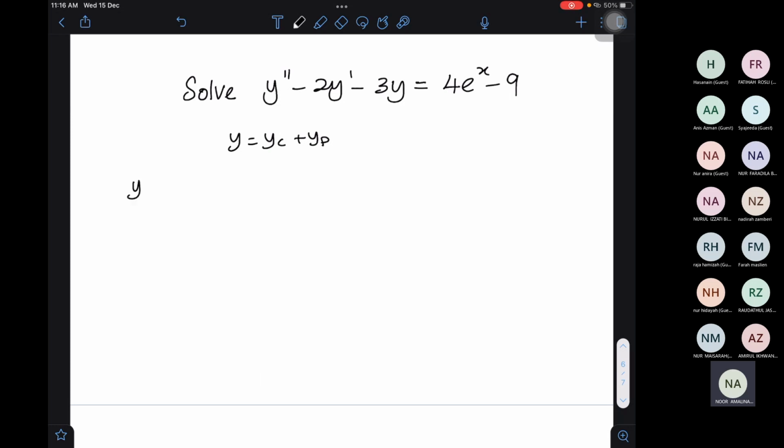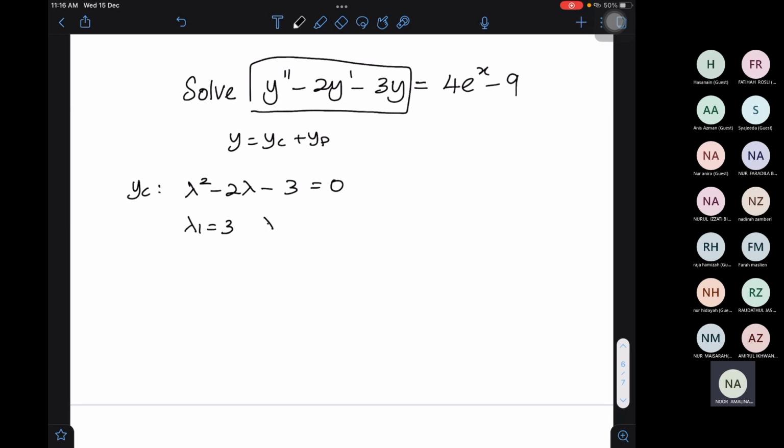So nak cari yc, buat metodologi yang sama, tukarkan your homogeneous part into your auxiliary equation. It will become lambda square minus 2 lambda minus 3 equal to 0. And then we factorize. So what we will have is lambda 1 equal to 3, lambda 2 equal to negative 1. Gunalah calculator ataupun kalau awak suka manually, awak boleh factorize manually. And you will get your lambda 1 is not equal to lambda 2.